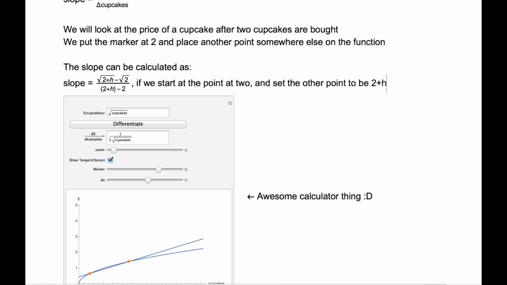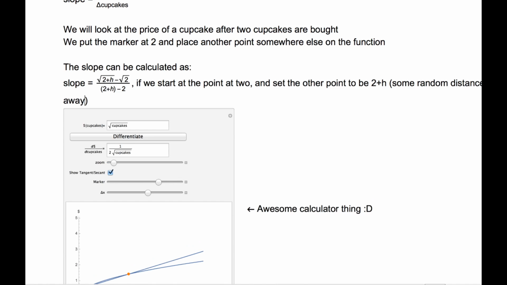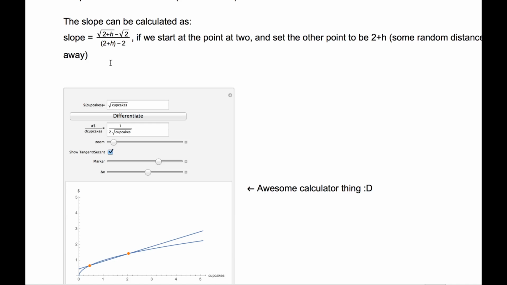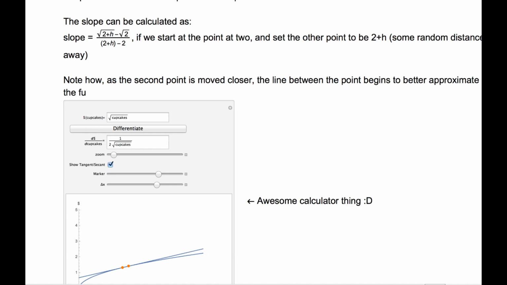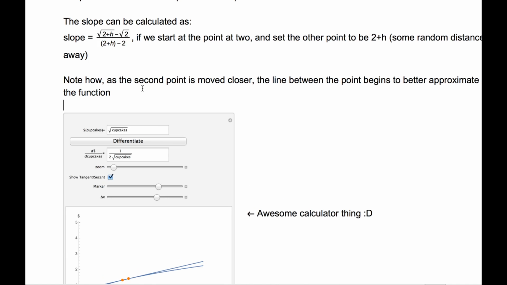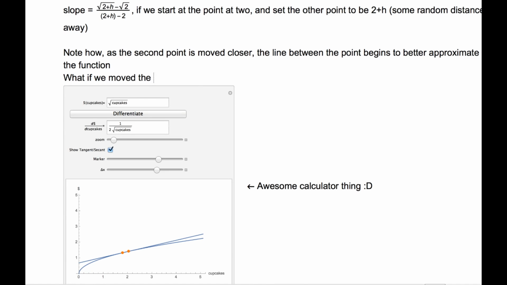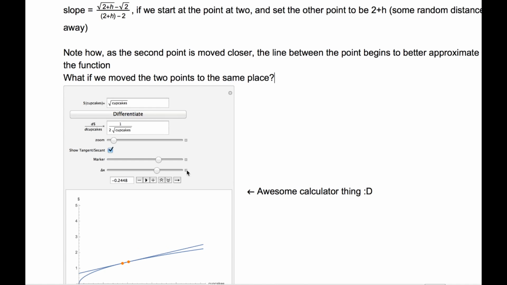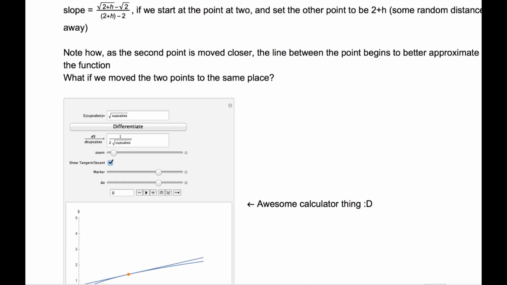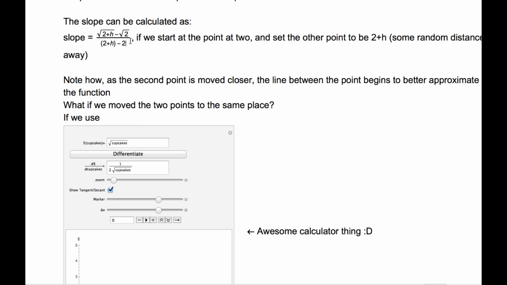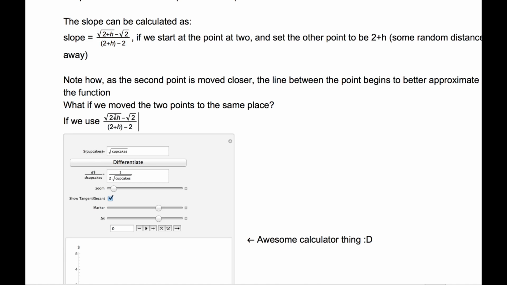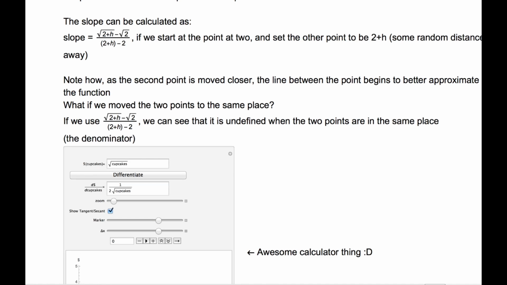Okay, let's keep going here. Now, we're going to move the second point a little bit closer, and as you move them closer, you can see that the line between the 2 points begins to better approximate the function. And so what if we keep moving the points closer and closer until they basically get to the same place? Well, if you use the function, we can see that it's actually undefined if you put the 2 points at the exact same place, because the difference will just be 0 over 0, and we can't have that, because math error and whatever.